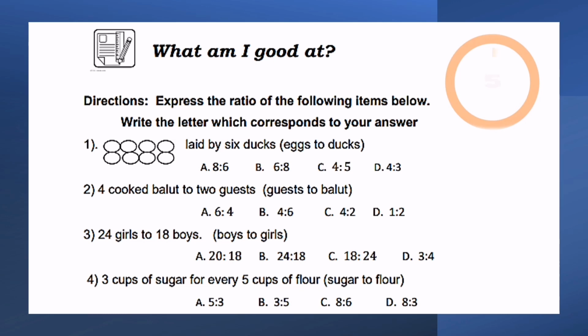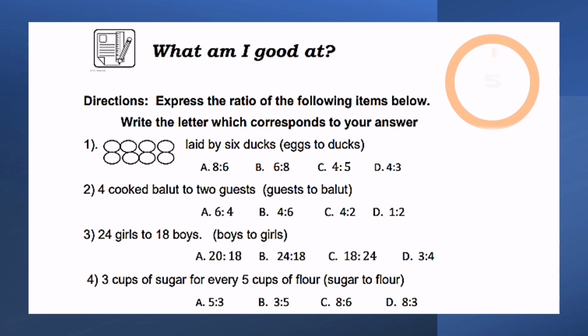Before we proceed to our lesson, let us answer the following questions under What Am I Good At? You're going to answer this based on your prior knowledge. Each question has 5 seconds time allotment. Let me read the directions first. Express the ratio of the following items below. Write the letter which corresponds to your answer.